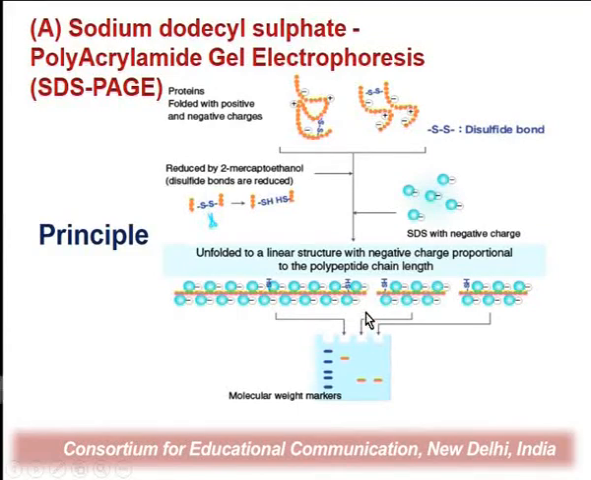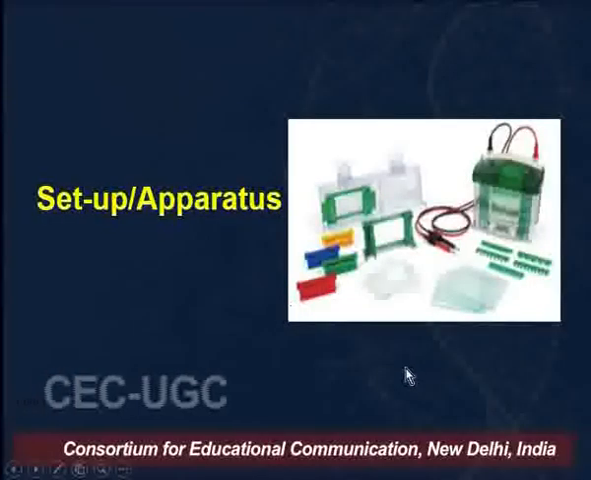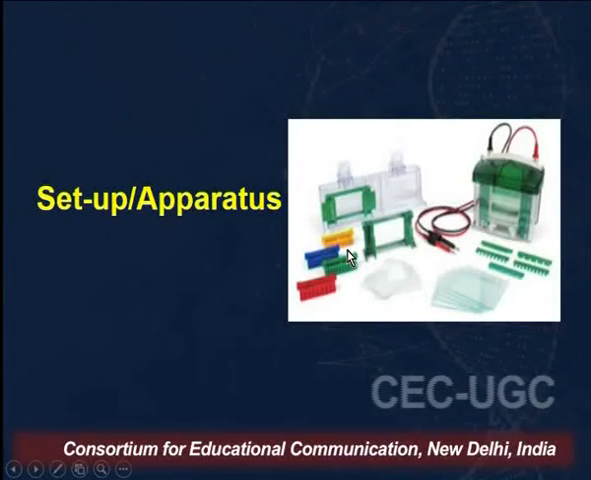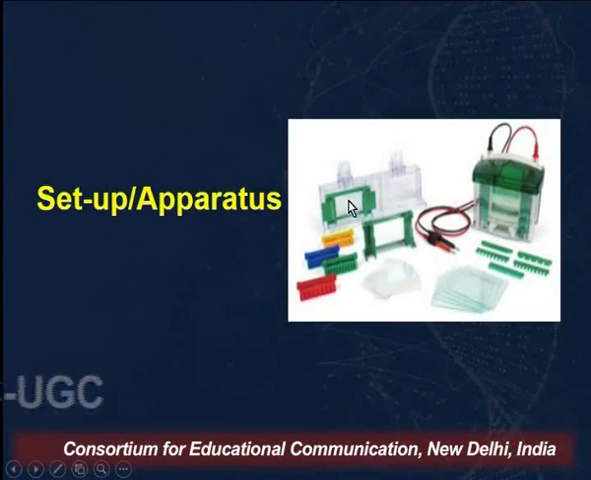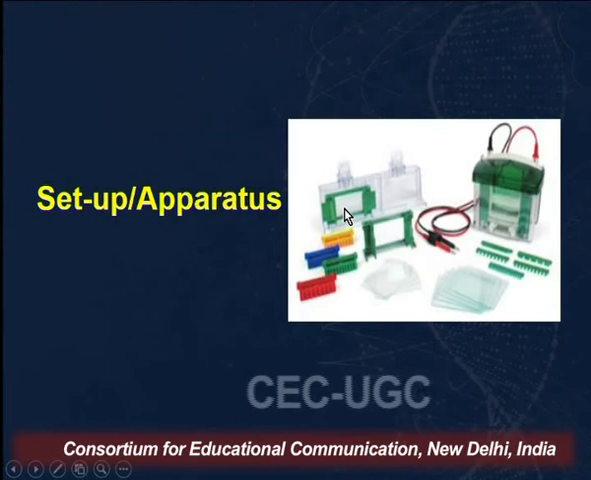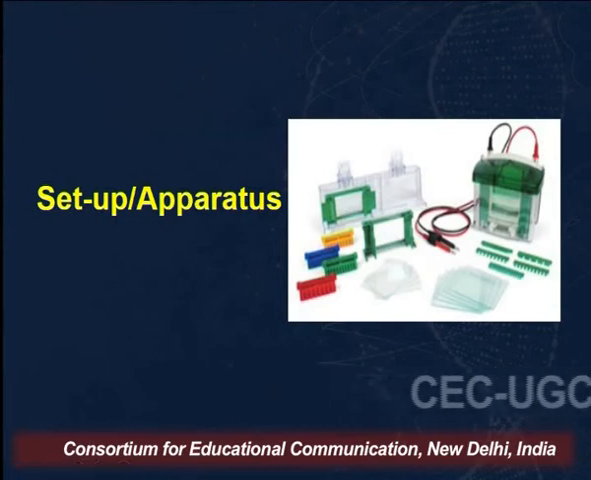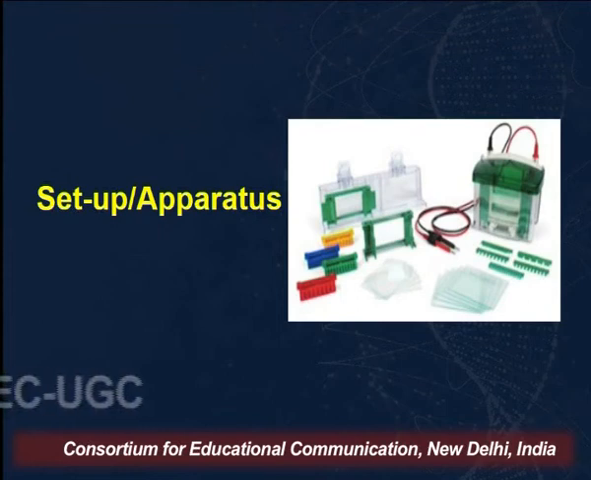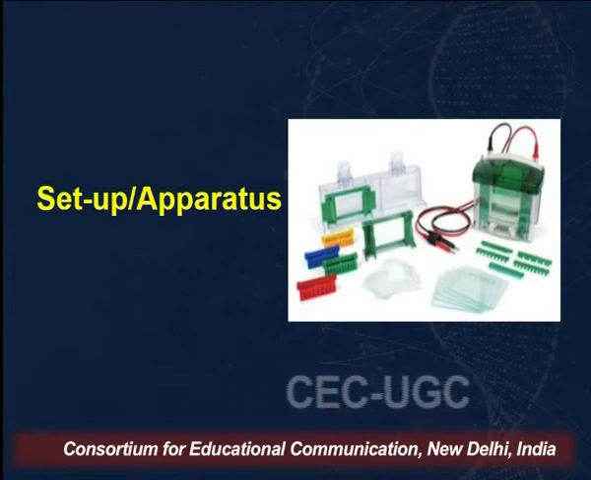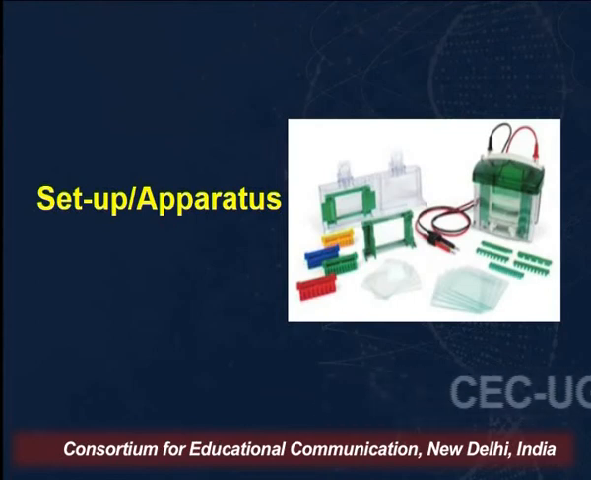Then next what we do is, this is the setup or the apparatus. Various companies give these kinds of setups. As you can see, these are casting trays. Because we run a vertical gel, polyacrylamide we make very thin gels. All this is basically for the resolution. The vertical resolution is much more than the horizontal resolution, because in vertical the gravity also plays a role.